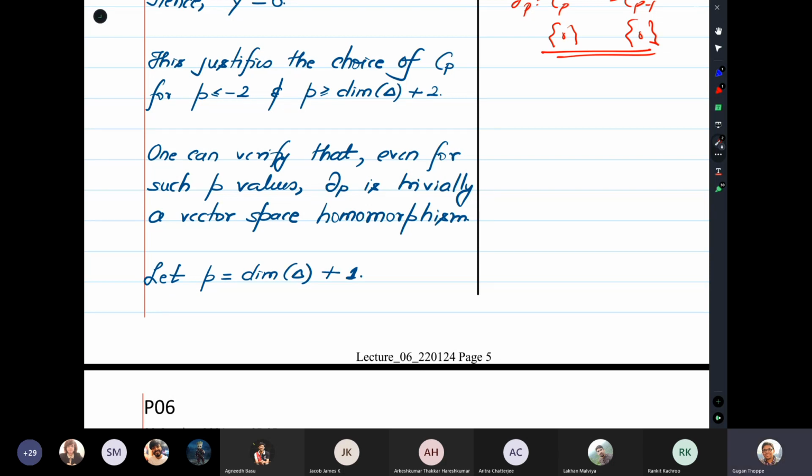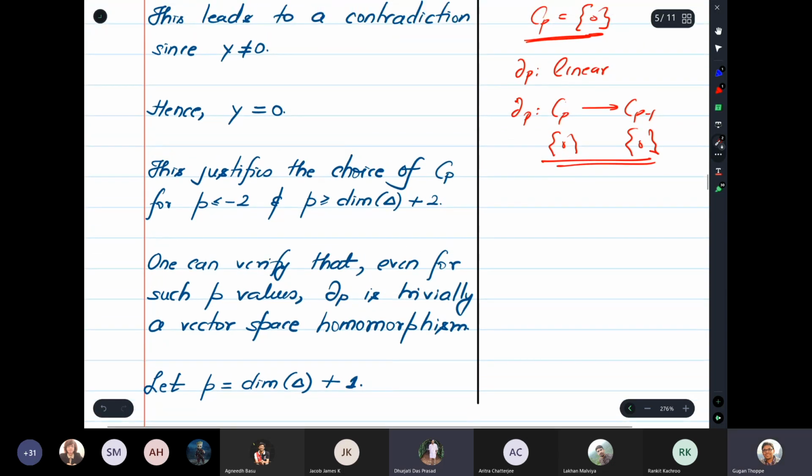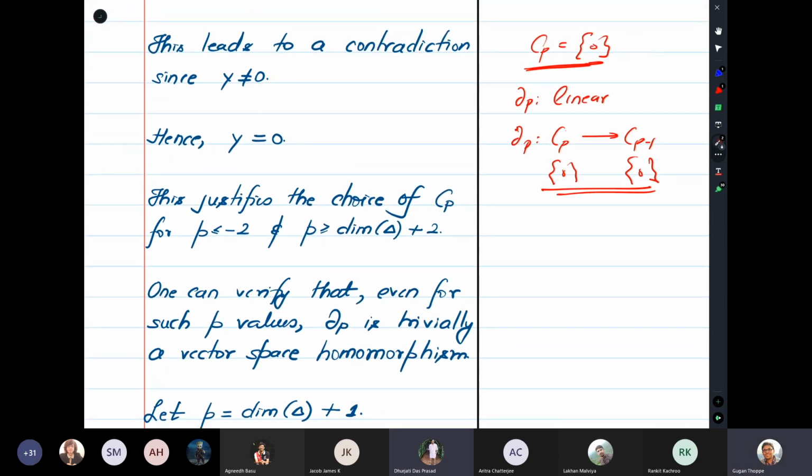Yes, Durjati, please go ahead. Is there any significance if p is less than or equal to -2? Different homology groups might have different sets for p less than -2, for Cp. I'm not sure if I understood your question. So you're asking why we are working with p less than or equal to -2? Is there any significance for different topological spaces, like their definition would be different? So what you are saying is that if I change my abstract simplicial complex, would I keep changing the definition of Cp for p less than or equal to -2? Is that your question? Yes.